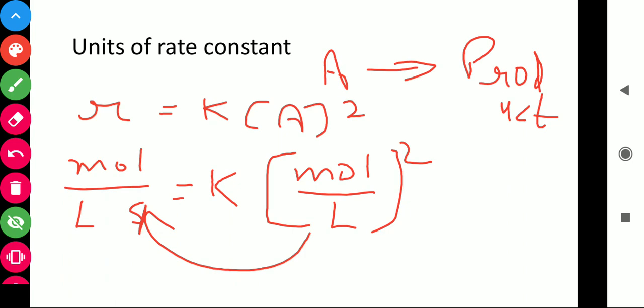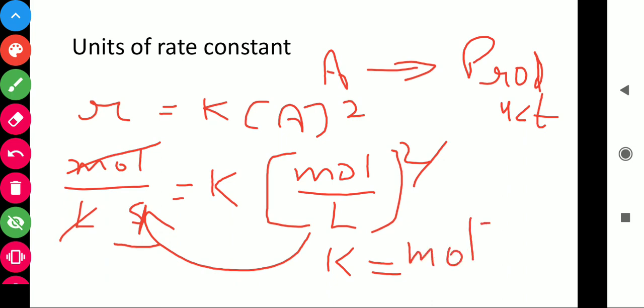Here the unit becomes K is equal to, मोल से मोल कट हो जाएगा, लीटर से लीटर, means the power remains 1. सेकेंड is in denominator, लीटर ऊपर चला जाएगा, मोल नीचे. It means when we write the dimensions, mole inverse, liter second inverse. In this way we can calculate the unit of rate constant for any reaction if we know the order, whether it is first order, second order, third order or zero order.